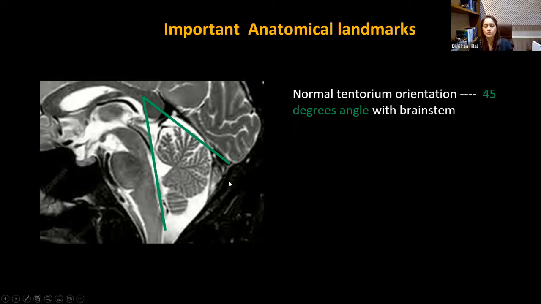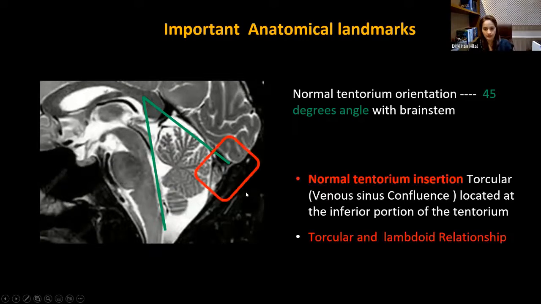The normal tentorium makes a 45-degree angle with the brainstem. You can see that's how we draw the angle. The normal tentorial insertion point is the torcular. Remember, the torcular is the venous sinus confluence. It's the confluence of the straight sinus and the sagittal sinuses, and it has to be located at the inferior portion of the tentorium. So if you see the torcular, assume your tentorium is here.